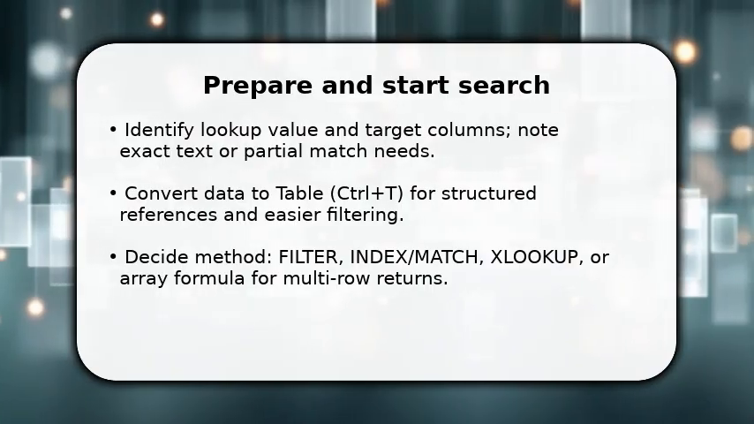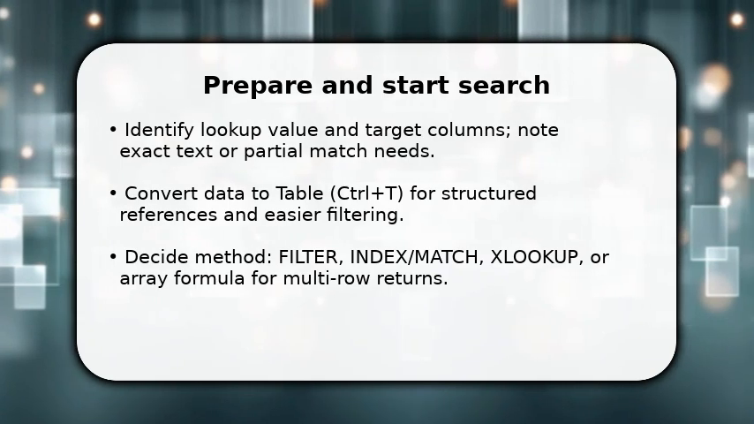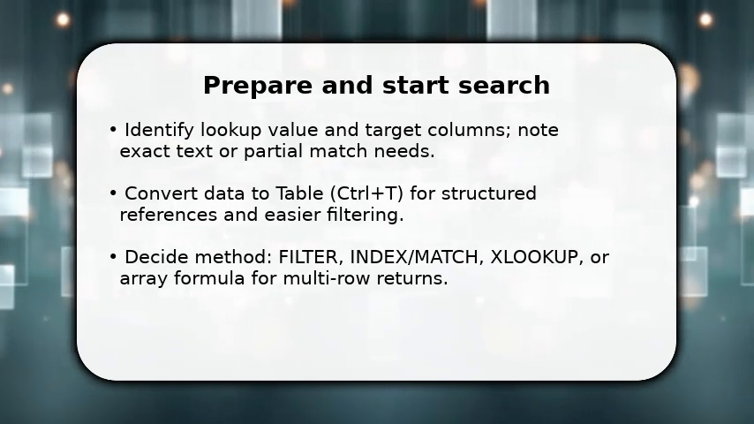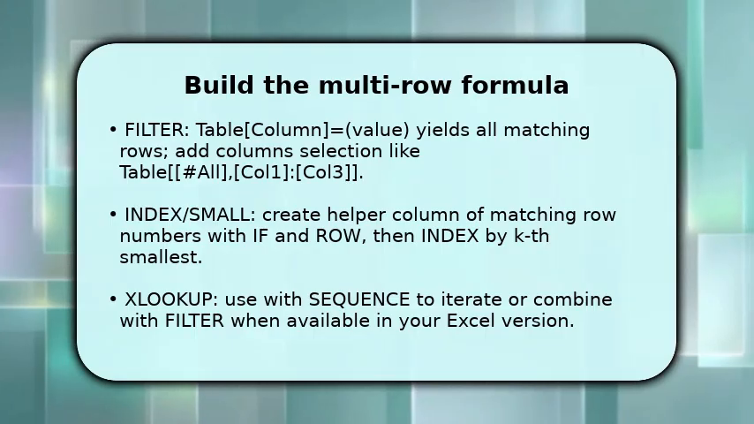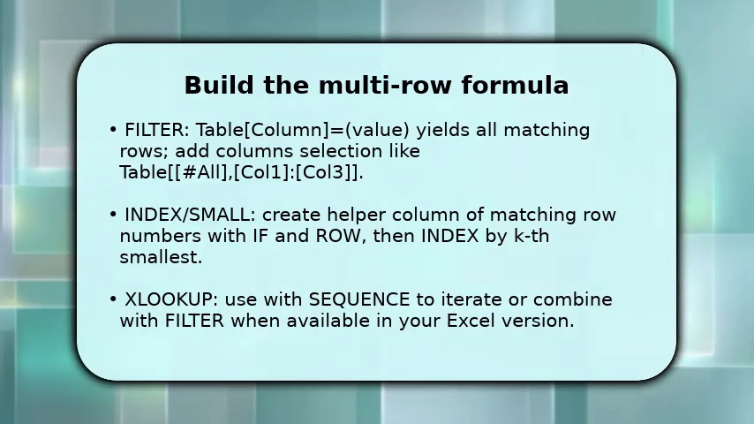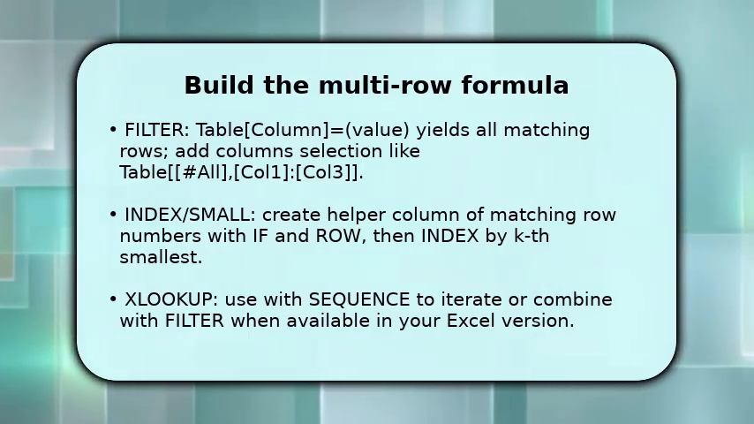I'll start with FILTER, where you type a criteria expression. Make sure the table names and column references match exactly before continuing. Once you choose the approach, implement it step by step. For FILTER, enter equals FILTER, table call 1, call n, table key equals lookup, and press Enter. Excel spills matching rows automatically.